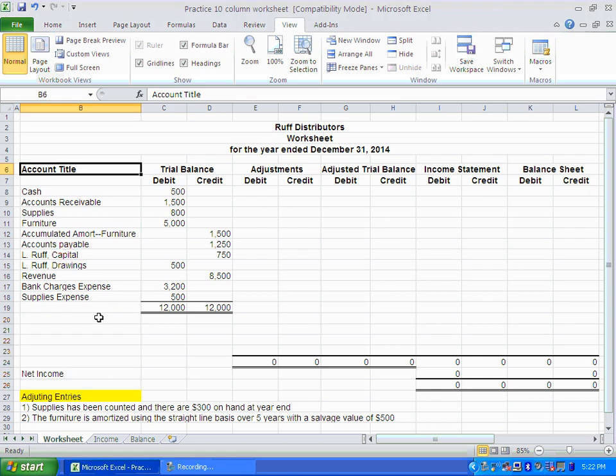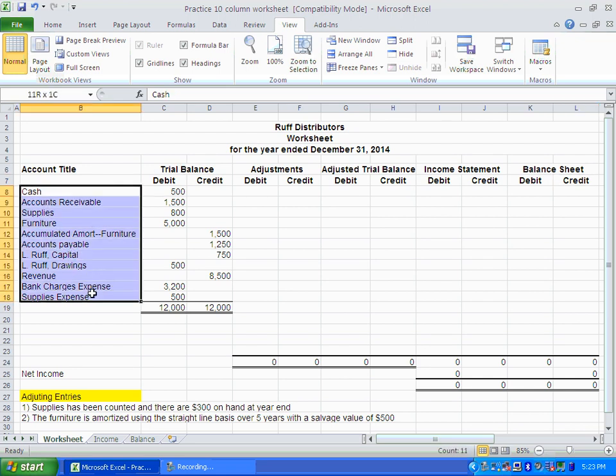Hi everybody, this is another video tutorial on how to work your way through a 10 column worksheet. Why do we call it a 10 column? Well, you'll notice that there's 5 categories: trial balance, adjustments, adjusted trial balance, income statement, and balance sheet. And within each of those categories, there's 2 columns, a debit column and a credit column. You take the 5 categories, you multiply that by 2, you get 1, 2, 3, 4, 5, 6, 7, 8, 9, and 10. That's our 10 column worksheet.